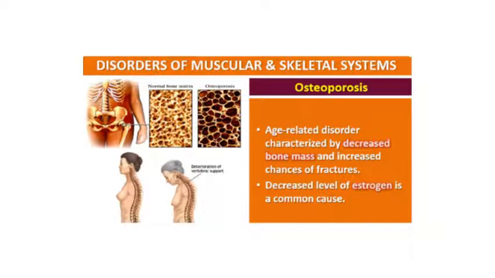Then the other disorder is osteoporosis. Osteoporosis is due to decreased level of estrogen. Here the bones become very porous and this is generally found in older people. This is because of the decreased bone mass and because the bone is so fragile now, if this person falls, then this person is going to get fractured very easily.